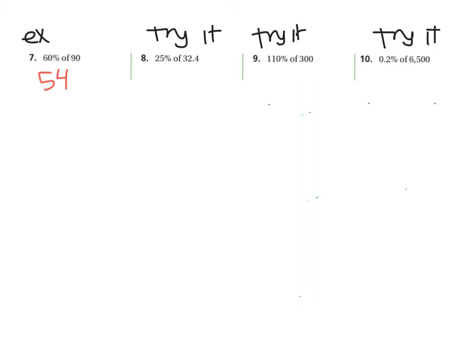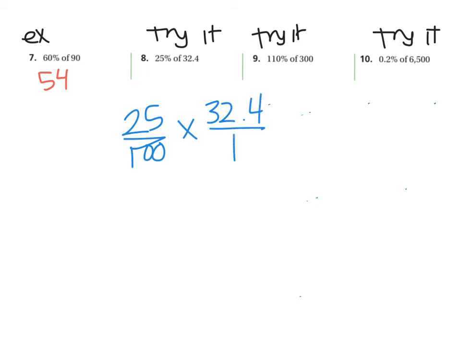Okay, so this first one, 25. Let's switch to blue. 25 over 100 times 32.4 over 1. I can actually simplify 25 over 100 if I want to, because I can cross cancel just from the bottom. That would be 1 over 4. And then multiply straight across. And you didn't have to simplify it. You can, but you don't have to.